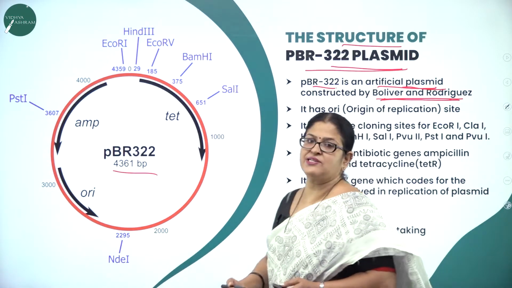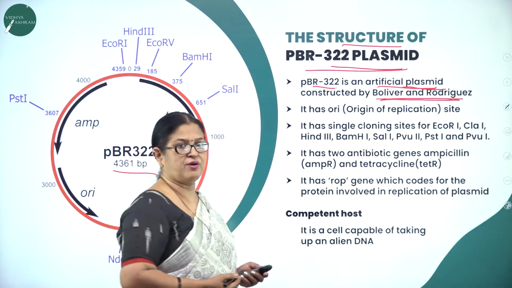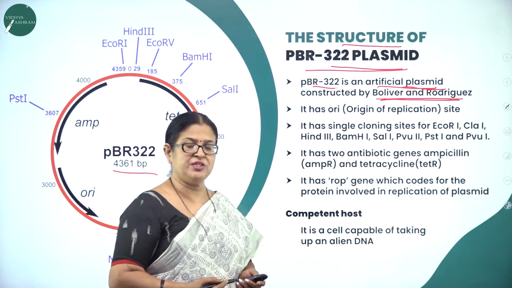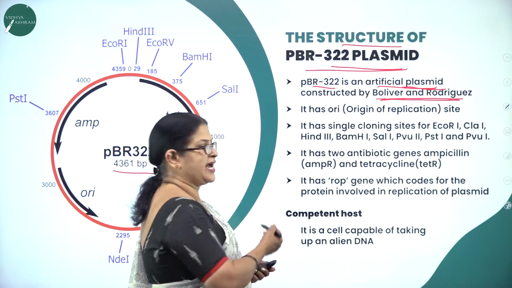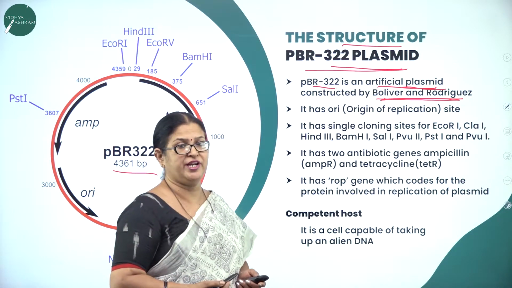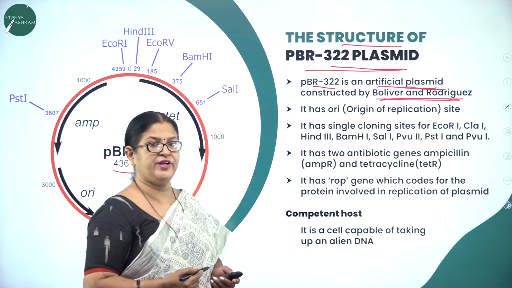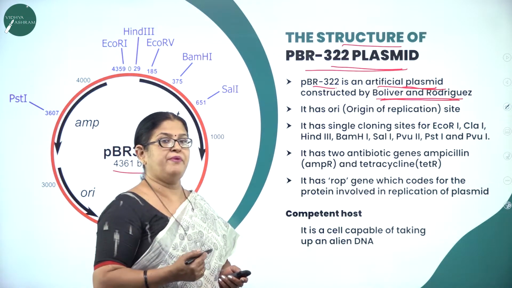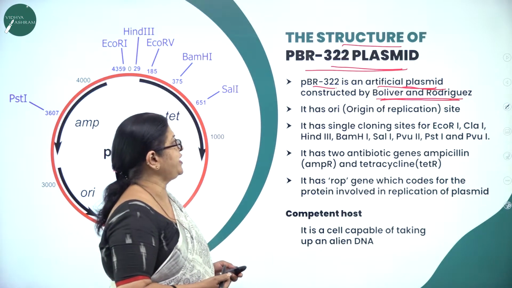So now let us understand what is the structure of this plasmid. This is a very important concept from examination point of view. Usually they ask in the examination to draw the diagram of plasmid PBR 322, or what is PBR 322. What does PBR stand for? Plasmid of Bolivar and Rodriguez, strain number 322.